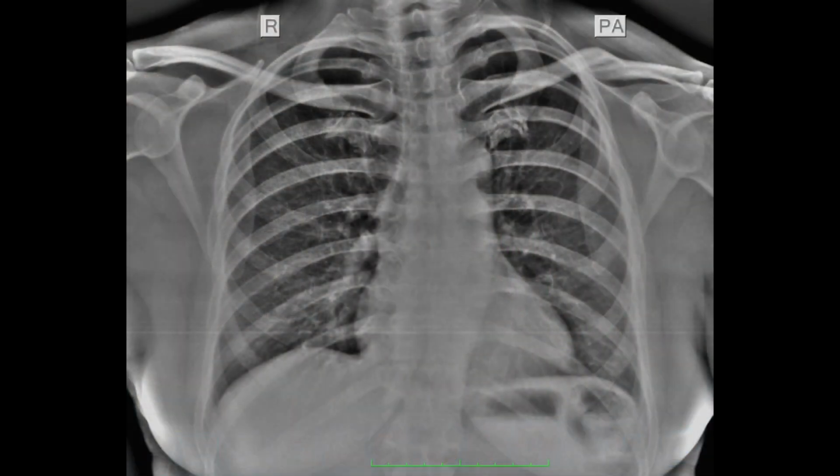Firstly, we differentiate whether it is a PA film or an AP film. By PA, I mean postero-anterior, which means within the patient, the direction of the X-ray beam is from posterior to anterior, and it is done by making the patient stand facing towards the X-ray film with the chin up and shoulders rotated outwards. We ask the patient to take a deep breath and hold breath in full inspiration, and with the film to focus distance of 6 feet, that gives us a PA view.